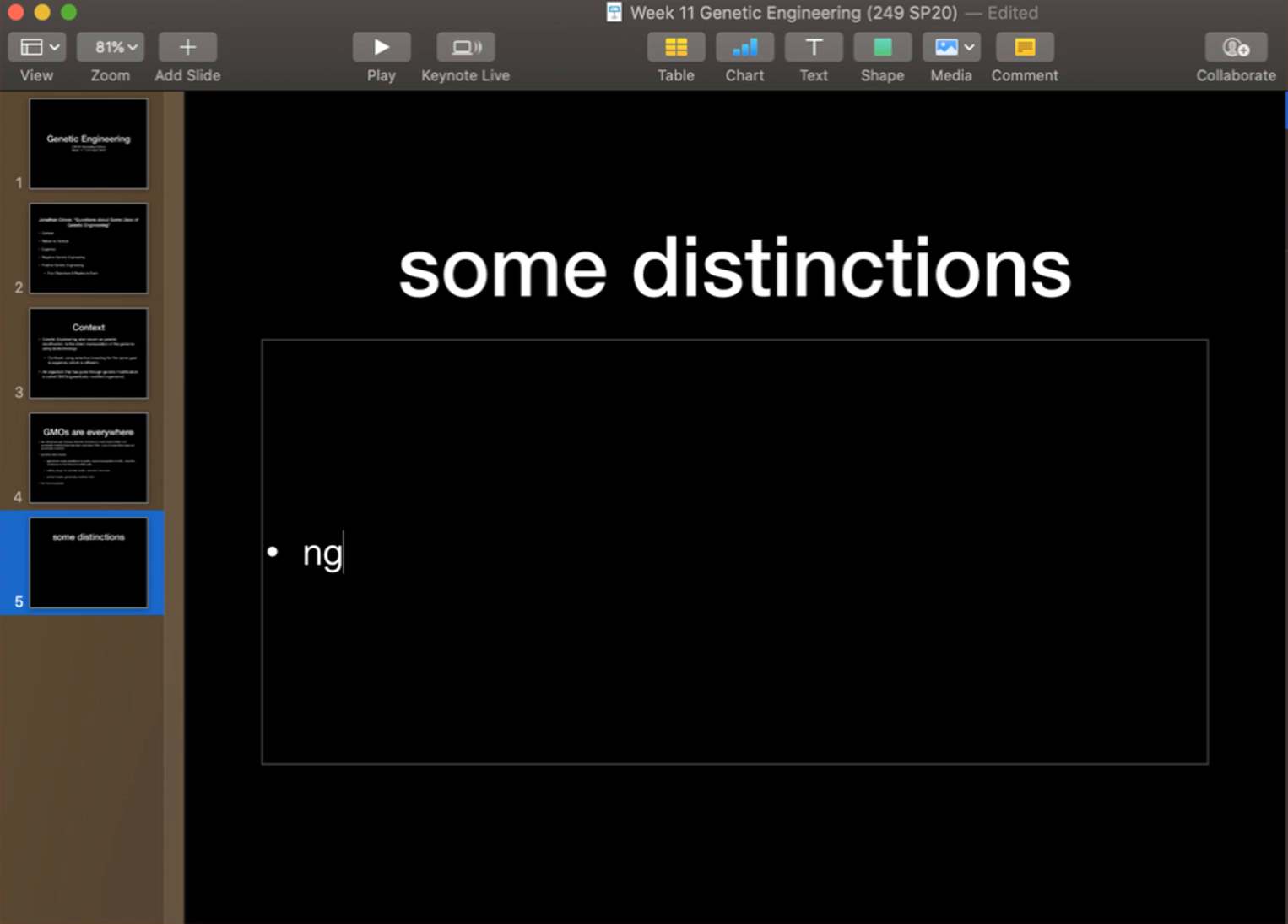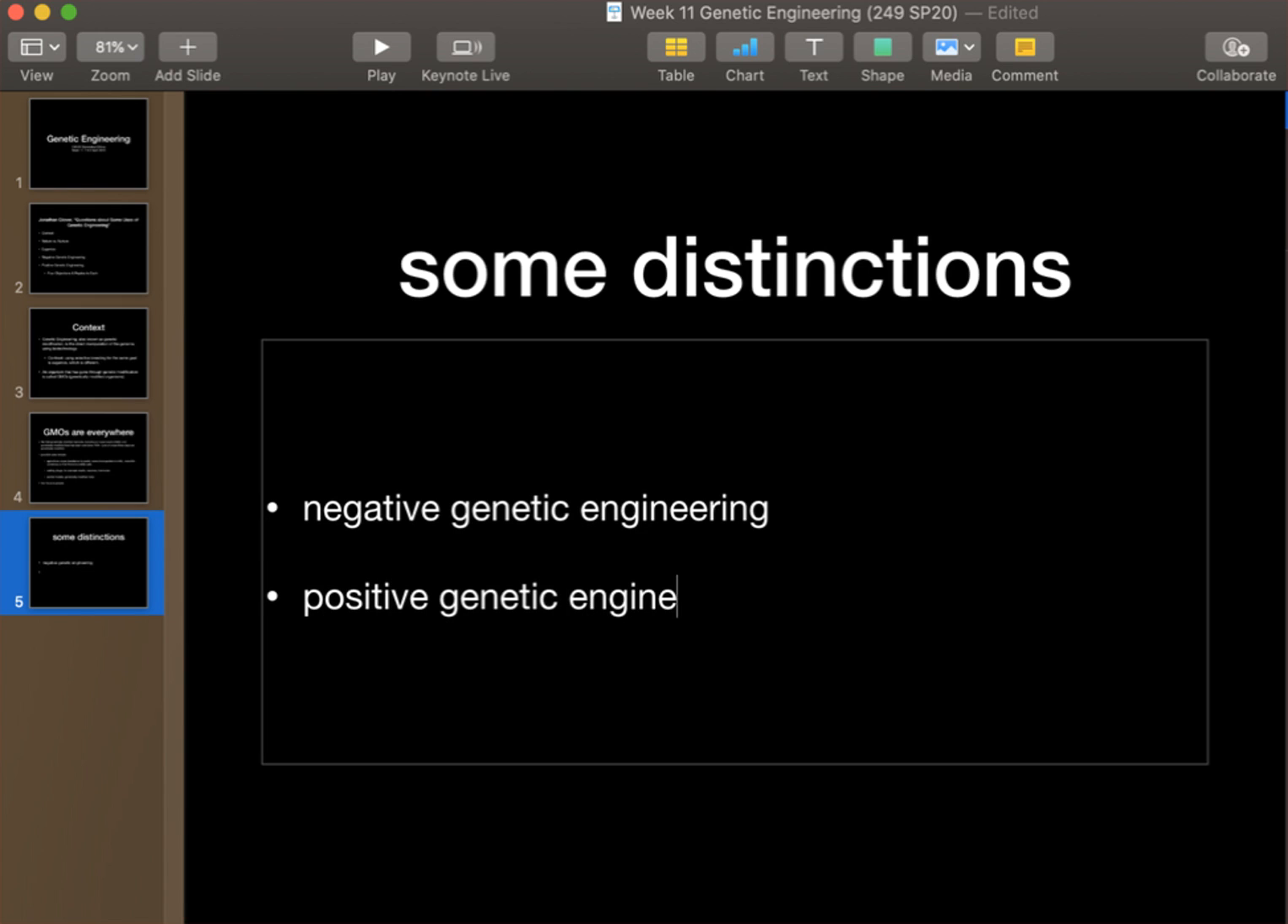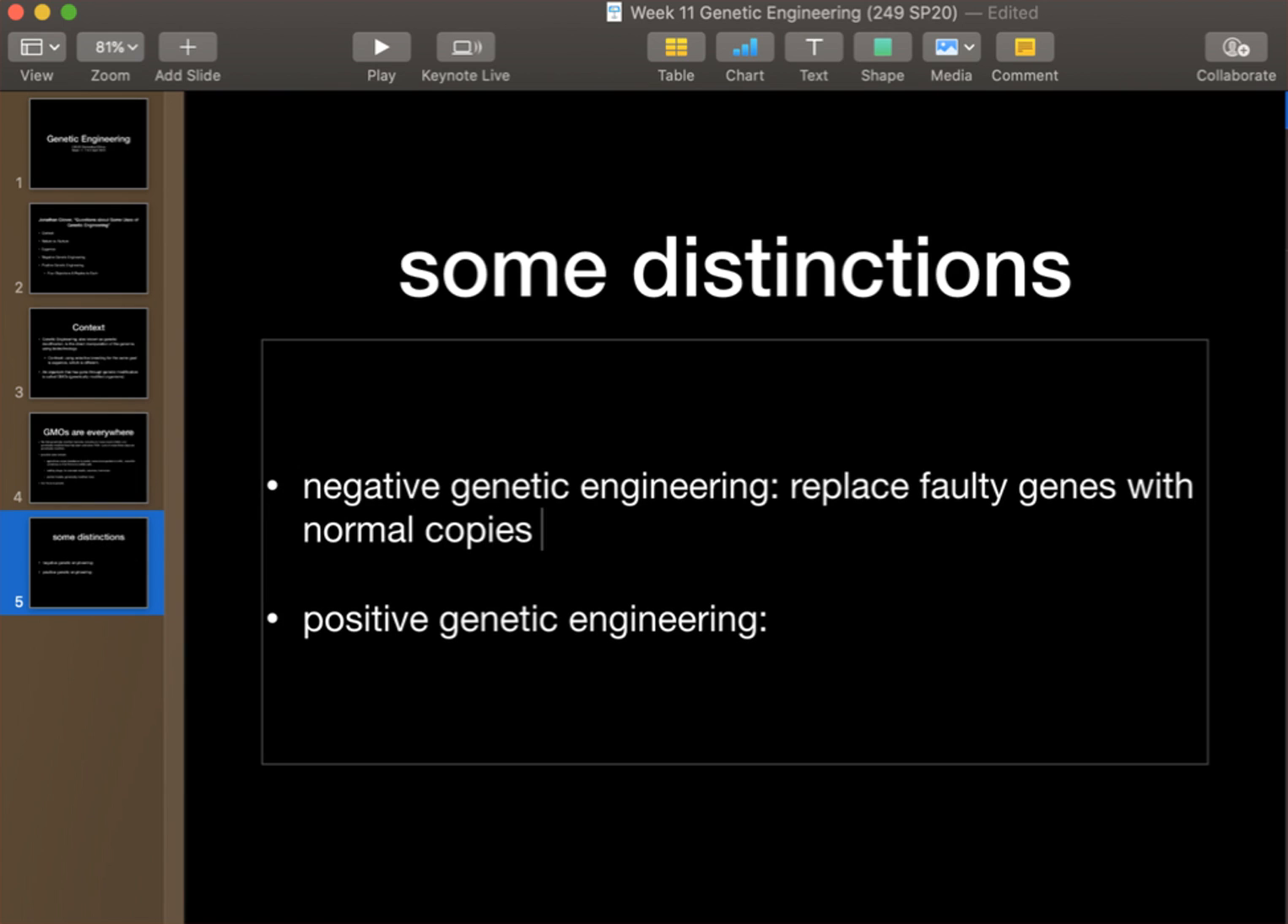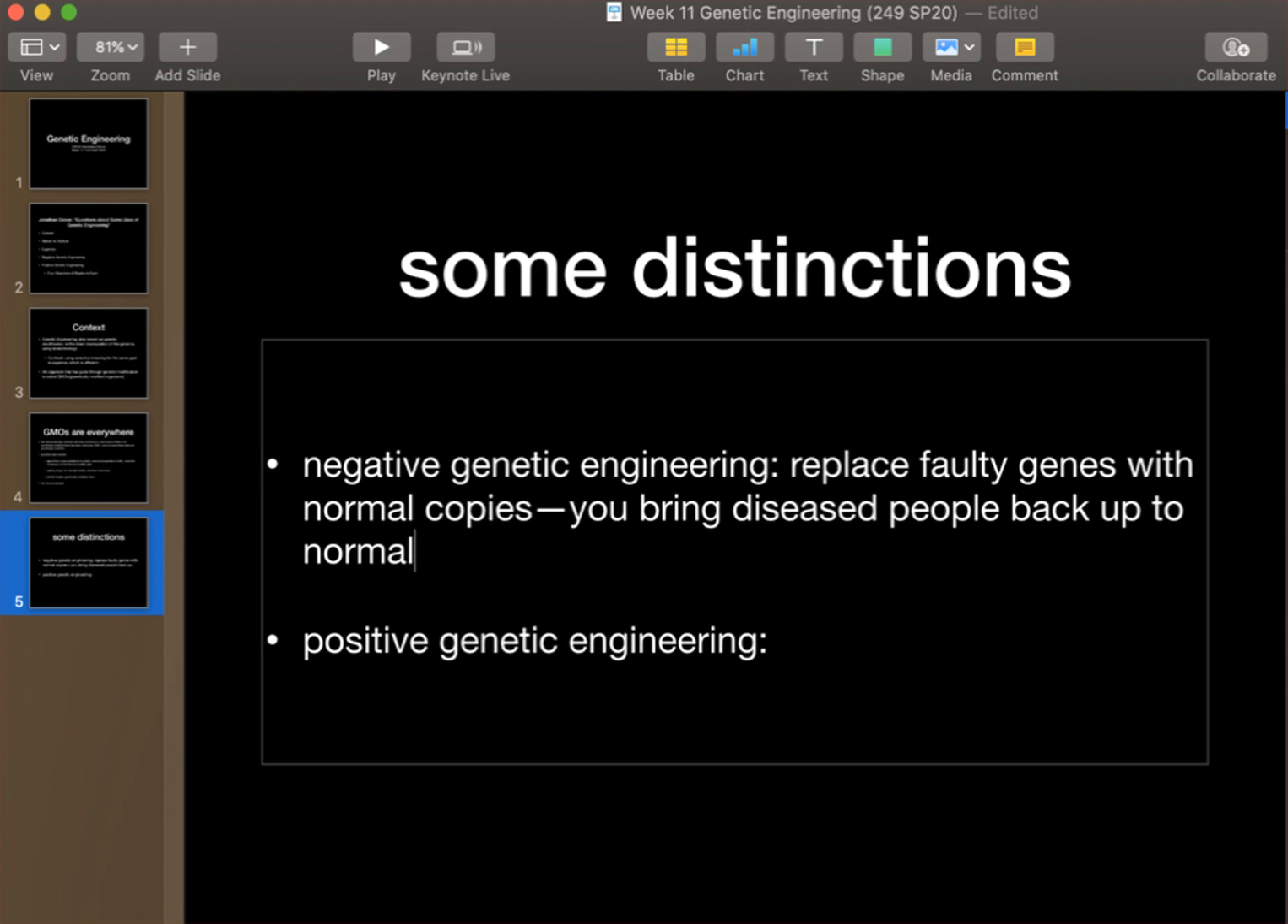So one is a distinction between negative genetic engineering versus positive genetic engineering. And this is a distinction that Glover makes right away. And it's one that in the second article I'm going to ask you to read for Thursday, that author Michael Sandel also just kind of presupposes that we know what this distinction is. Okay? In negative genetic engineering, you replace faulty genes with normal copies. So basically, you bring diseased people back up to normal.